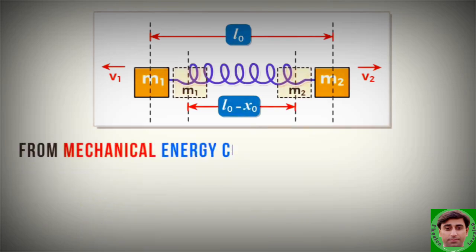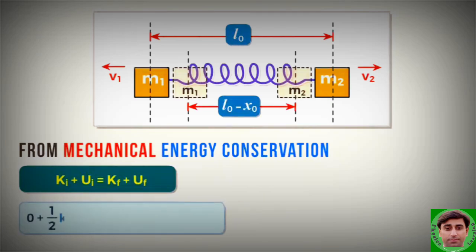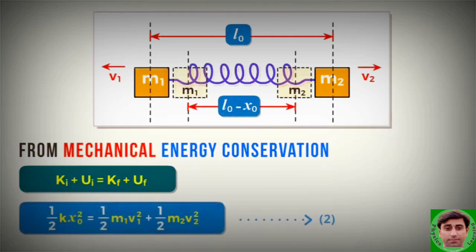From the principle of conservation of energy, we have initial kinetic energy plus initial potential energy equal to final kinetic energy plus final potential energy. 0 plus half k x naught square is equal to half M1 V1 square plus half M2 V2 square plus 0. Let's call this equation 2.